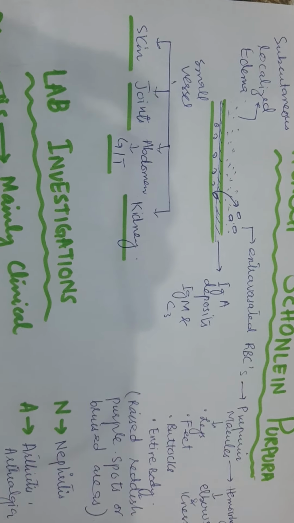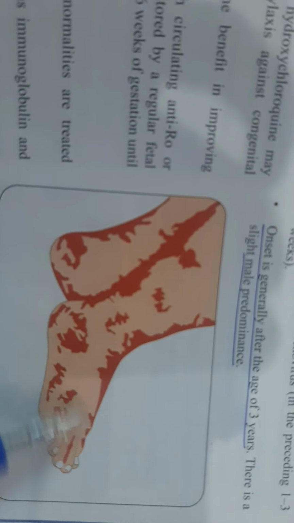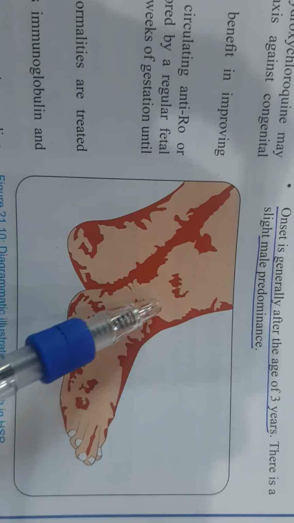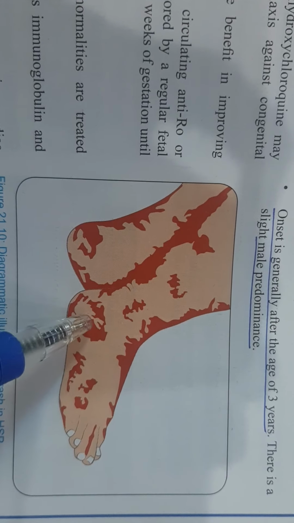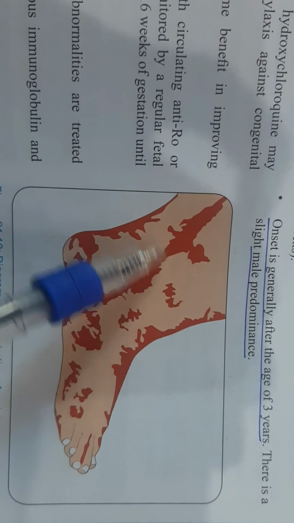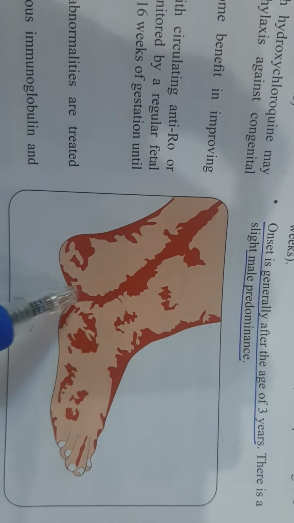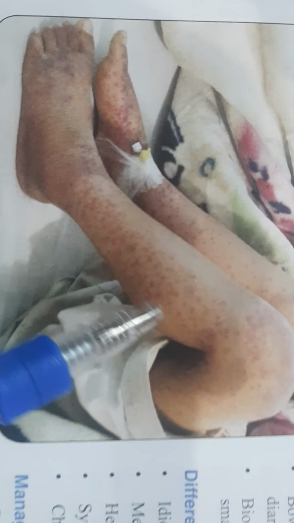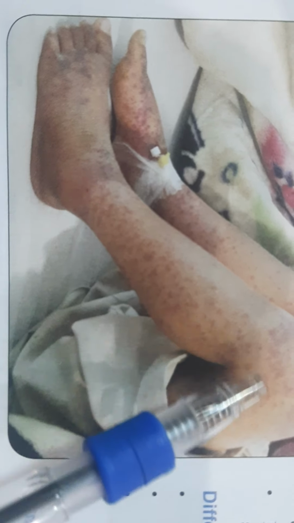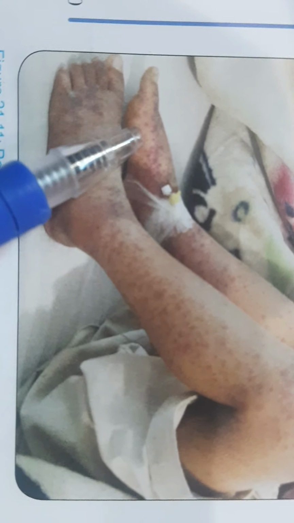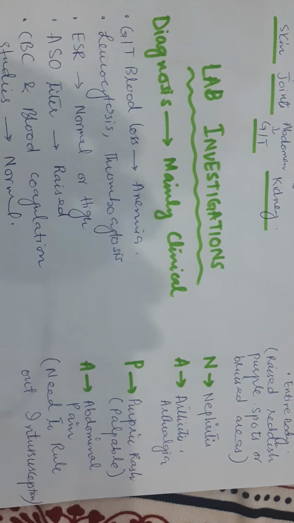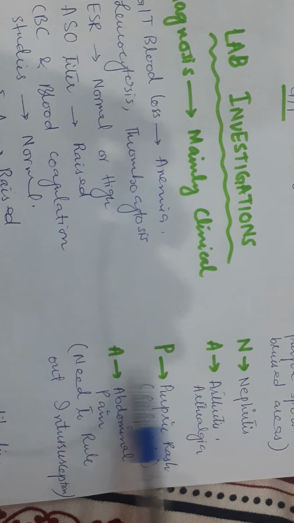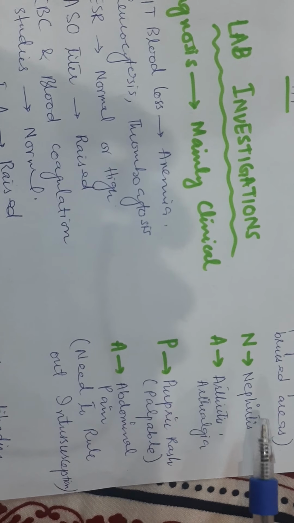The presentation may look like this. This schematic diagram shows the subcutaneous hemorrhages or purpuric macules and ankle edema. Here is another picture of purpuric macules mainly present in the lower legs, and ankle edema is also present. Here is the mnemonic for its clinical manifestations, that is NAPA. N is for nephritis, that is glomerulonephritis.